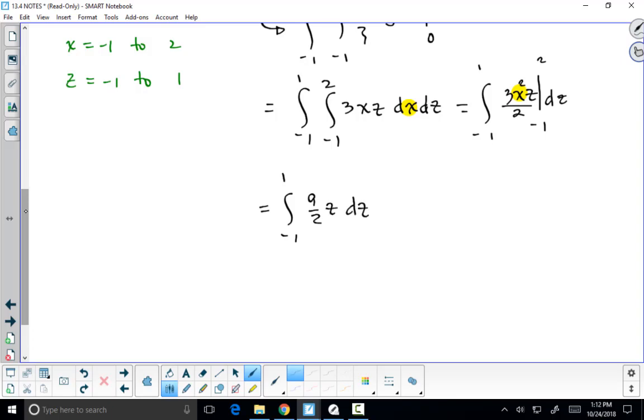We're going to agree with that. We have 3z over 2. 3z over 2, that's all constant. We plug in the 2, we get a 4. Plug in a -1, we get a 1. We take the difference, that's 3. And then 3 times 3 is 9.